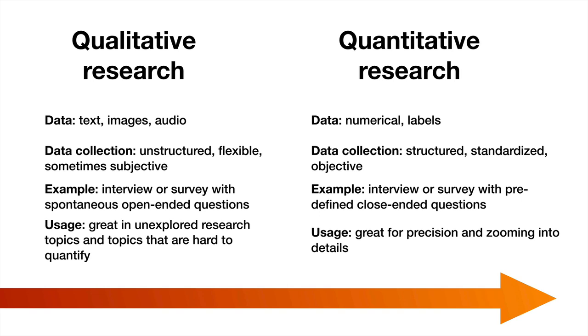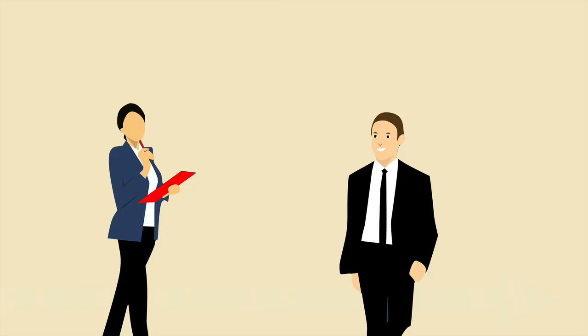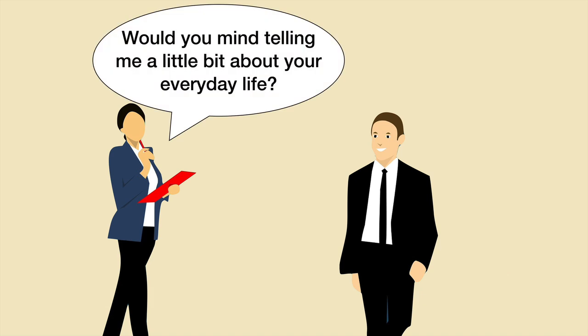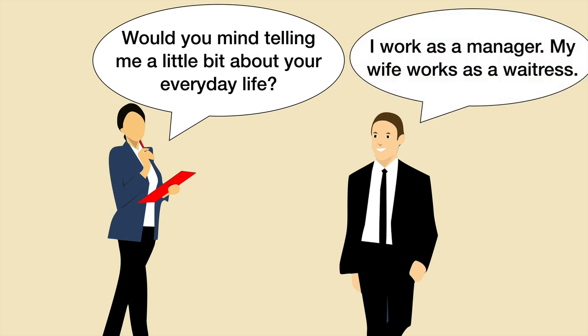So just to illustrate how this works, let's have a look at a little example. Let's say that you do research about an unexplored culture, and the first thing you could do is just go to the people and have a conversation and see what kind of topics pop up. So for example, you could ask a general question such as, would you mind telling me a little bit about your everyday life? And then the person might say something like, I work as a manager and my wife works as a waitress. And maybe after talking to a couple of people, you notice that there seems to be a pattern. It seems to be that men tend to have higher positions compared to women.